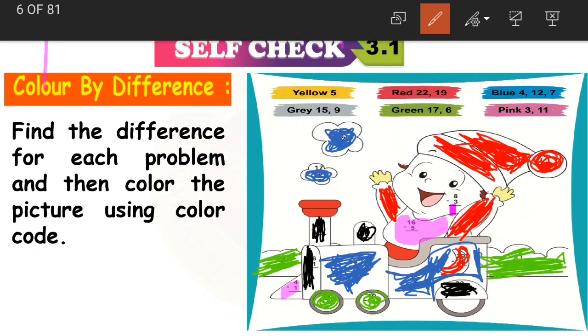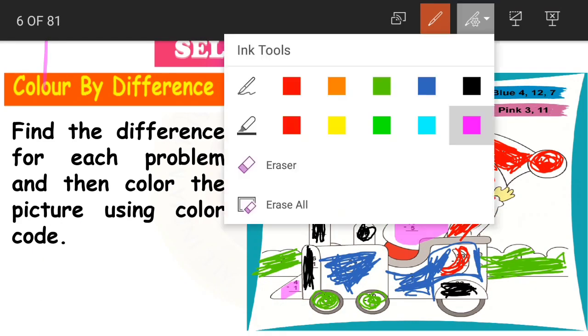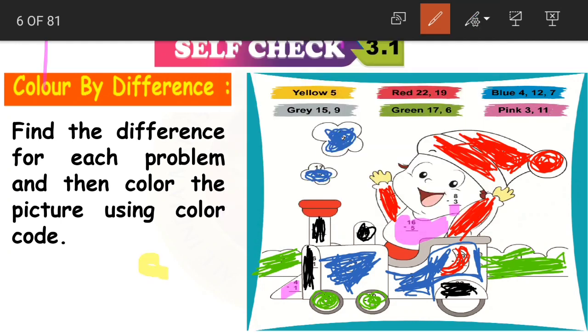Yes, children? Children, we missed out this one right here. 8 minus 3. What is 8 minus 3? 8 minus 3 is equal to 5. Now 5 is in which color? 5 is in yellow. So let us paint his face yellow.